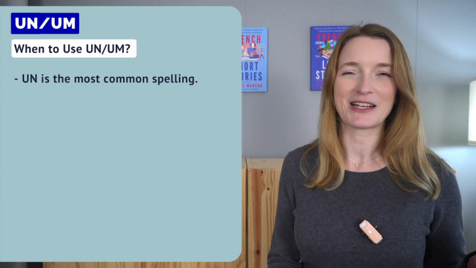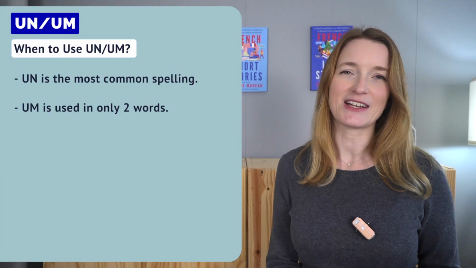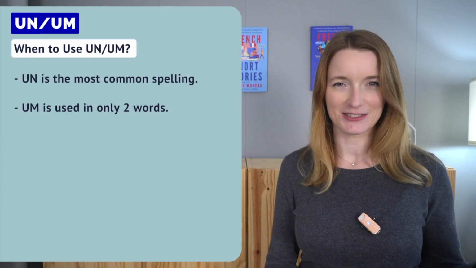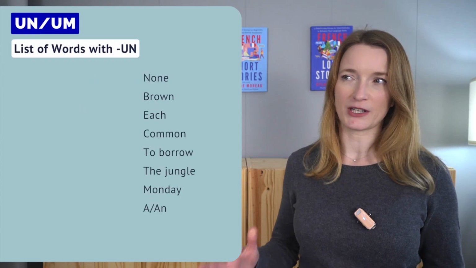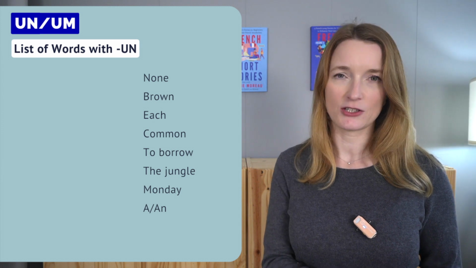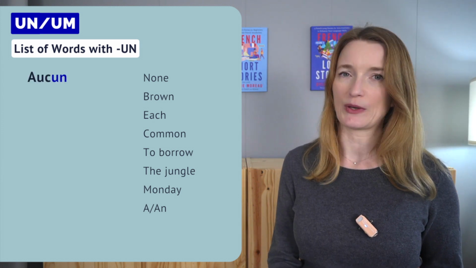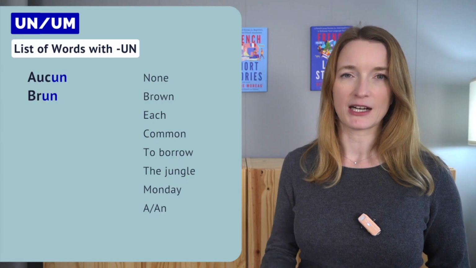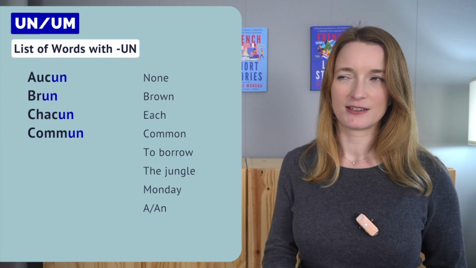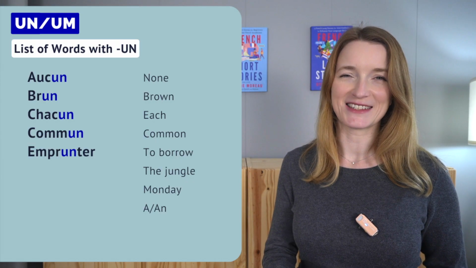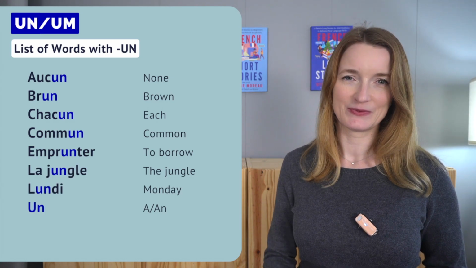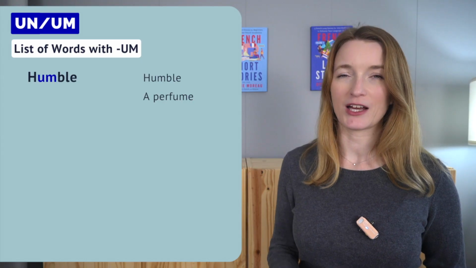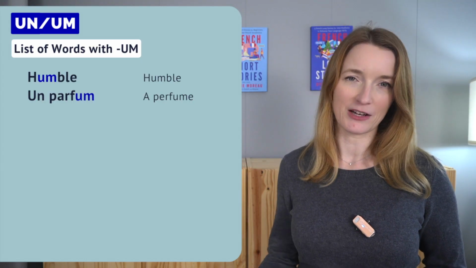So UN, which one to choose? UN is the most common spelling as usual. UM is actually only used in 2 words, so that's not that bad. So, a list of words including UN, I'm going to pronounce it as I teach, so with the IN sound: aucun, brun, chacun, commun, emprunté, la jungle, lundi, un. And the 2 words with UM: humble, parfum.